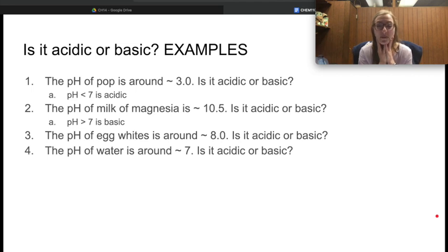Let's go ahead and think about the pH of egg whites. The pH of egg whites is approximately 8.0. Is this acidic or basic?